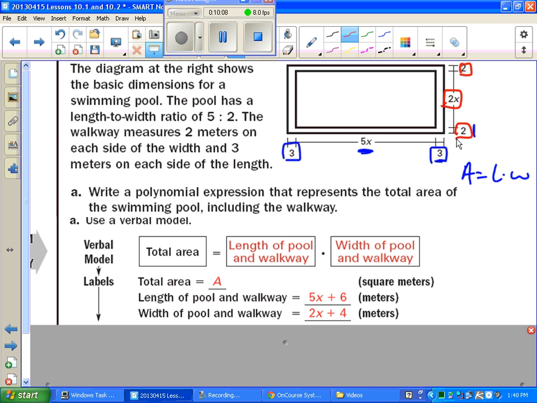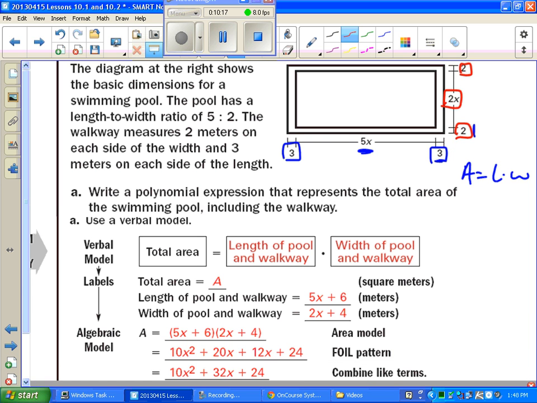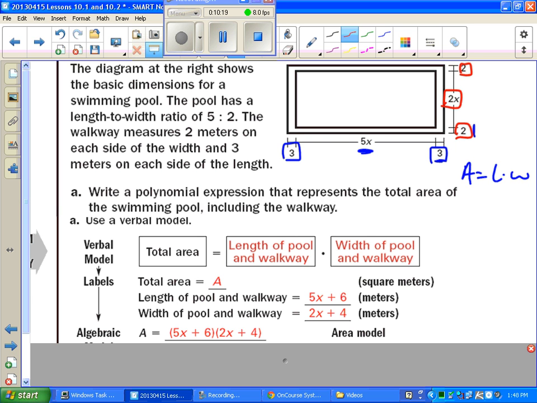So we have 3 labels now. Our total area is A. Our length with the walkway is 5x plus 6, and our width with the walkway is 2x plus 4. Our algebraic model, when we do our area, 5x plus 6 times 2x plus 4. That's just length times width.